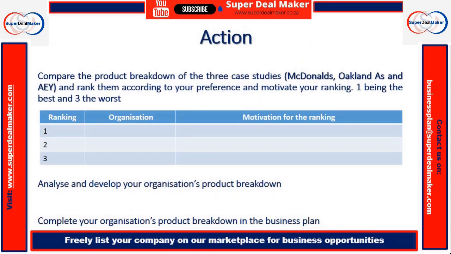Complete the assignment. Compare how the topic is addressed in the three movies and rank them according to your preference on how the characters and the organizations dealt with the topic and motivate your ranking, 1 being the best and 3 the worst. Analyze this topic and its applicability to your situation and industry. Write up your analysis to meet the requirement of the industry you're operating in. Update the relevant section in your business plan.